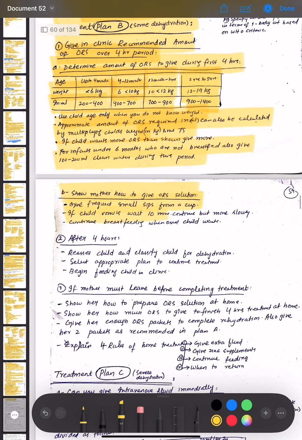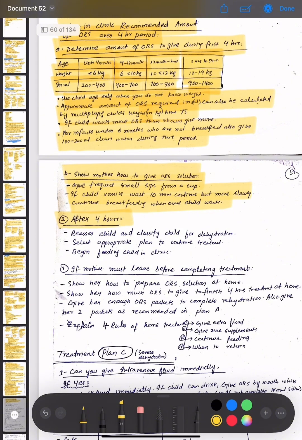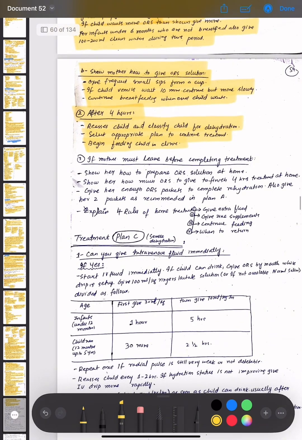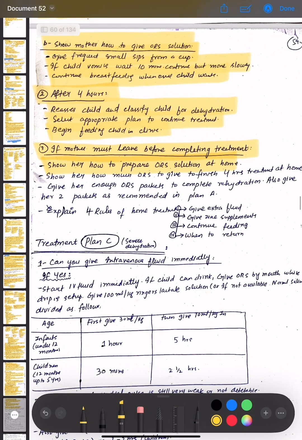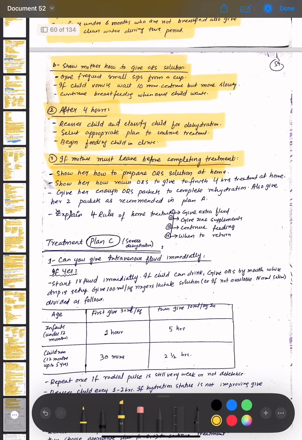cup. If the child vomits, wait 10 minutes, then continue but more slowly. Continue breastfeeding whenever the child wants. After 4 hours, reassess the child and classify the child for dehydration, select the appropriate plan to continue the treatment, and begin feeding the child in clinic. If the mother must leave before completing treatment, show her how to prepare ORS solution at home. Show her how much ORS to give to finish the 4 hours of treatment at home, then give her enough ORS packets to complete rehydration. Also give her 2 packets as recommended in plan A. Explain the 4 rules of home treatment: give extra fluid, give zinc supplements, continue feeding, and when to return.